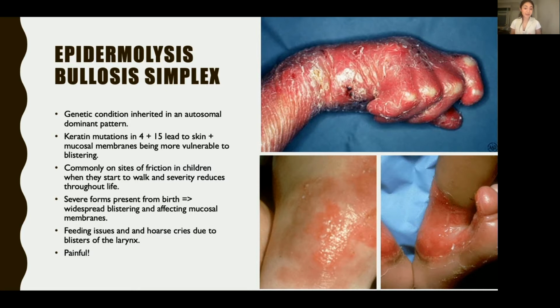You can get very severe forms which present at birth with widespread blistering. Because it can also affect mucosal membranes, you're also thinking about how children are feeding and how it's affecting their nutrition. So things like feeding issues and characteristically hoarse cries when they're born, because of blisters in the larynx. And as you can see, it's extremely painful.